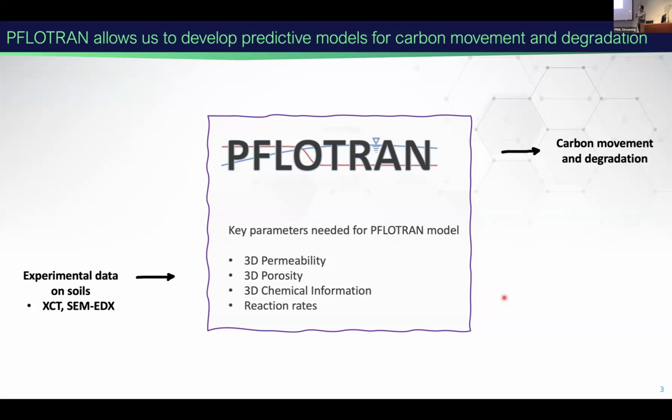And in my title slide, I had PFLOTRAN. So what does PFLOTRAN do? PFLOTRAN is a DOE multiphysics code that allows you to develop predictive models for carbon flow and degradation. So what goes into PFLOTRAN?